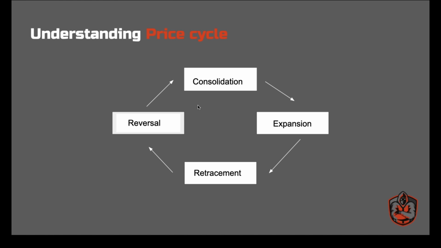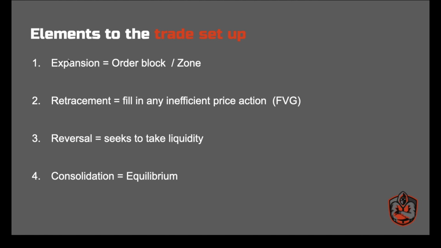So we've got the consolidation, and then we've got the expansion, and then we get the retracement, and then we'll usually get the reversal. Okay, now once you guys have drawn that out, I would like you to note down these bullet points, and the way I'll be explaining it is all in order. And these are the 4 points I'd like you to write down: the elements of the trade setup.